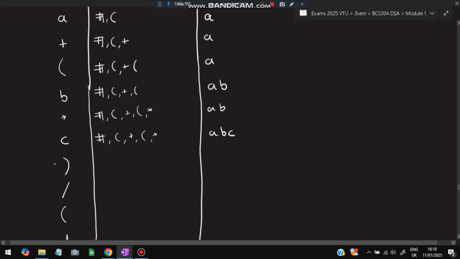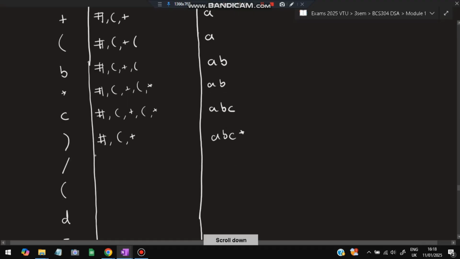Now there is a closing braces. Whenever there is a closing braces, whatever is present here till the next opening brace, I have to push it out. So the content remaining here will be this one, and this star will come out, and it will become ABC star. Now this is the top of the stack.